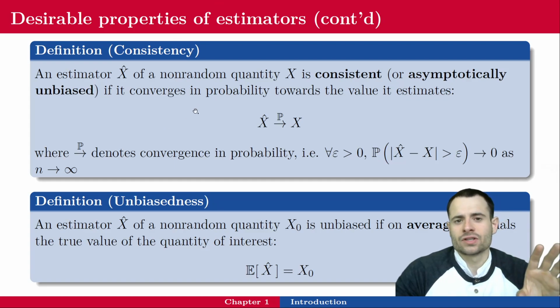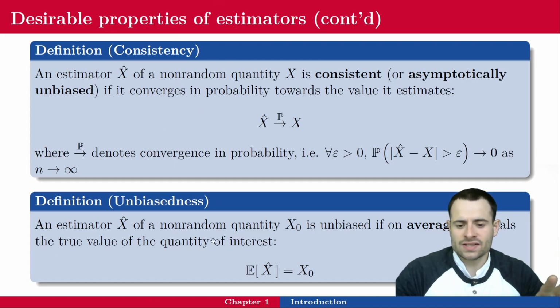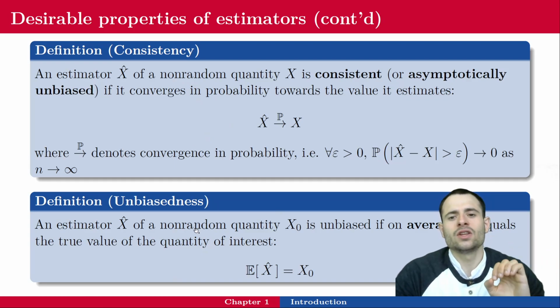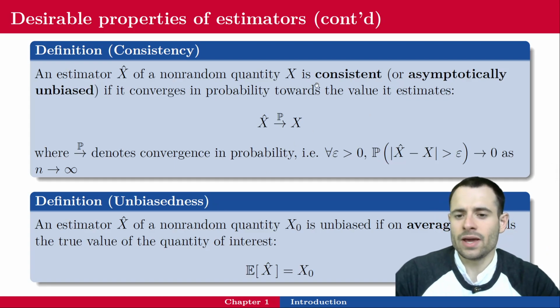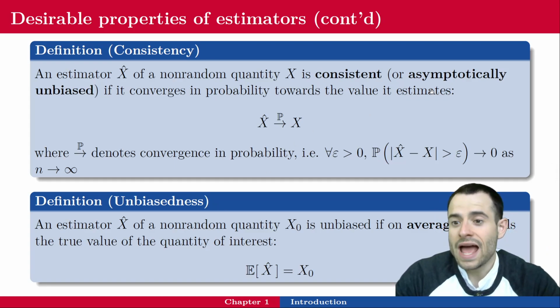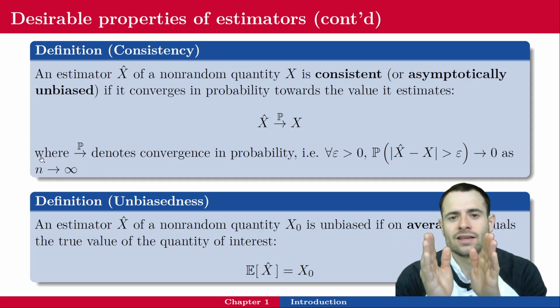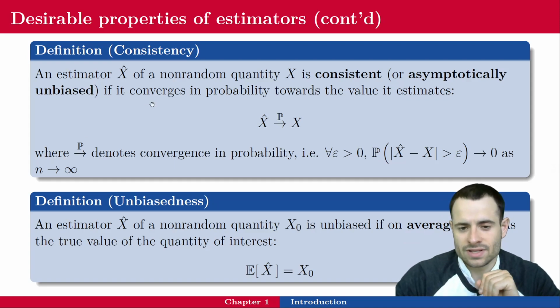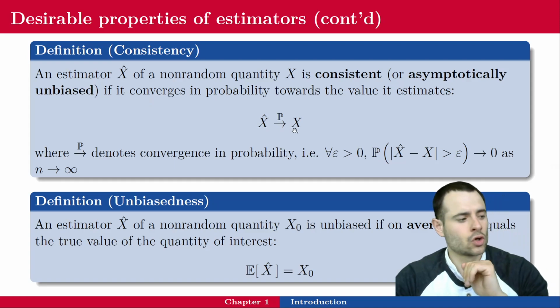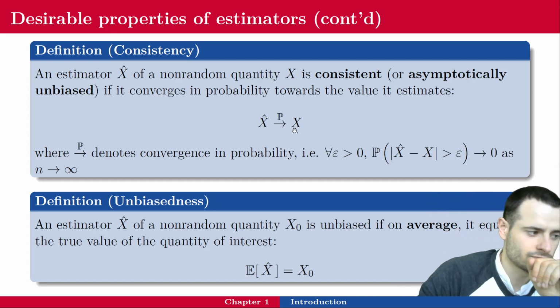Consistency is first, in terms of importance. Unbiasedness is second. So if something is consistent but biased, it's fine, we can still use it. Why? Because a consistent estimator is also said to be asymptotically unbiased, which means that when n goes to infinity, the bias gets lower and lower. That's why the estimate converges towards the true value of the parameter it estimates.